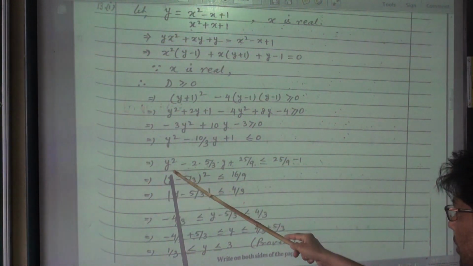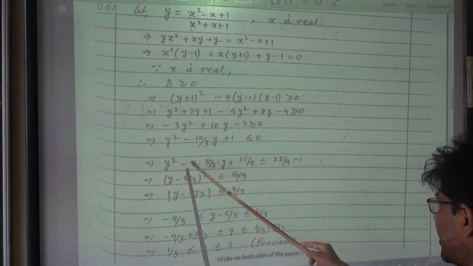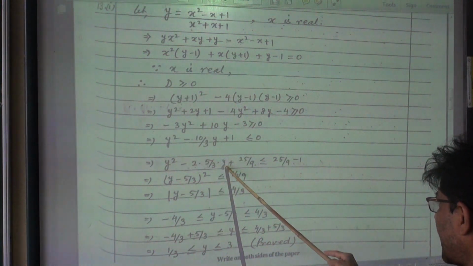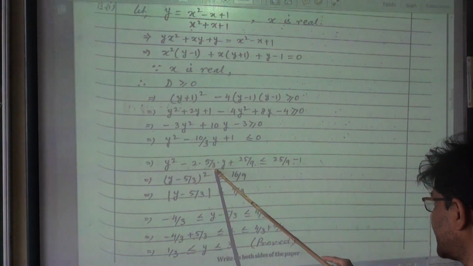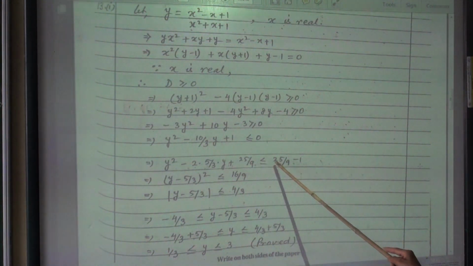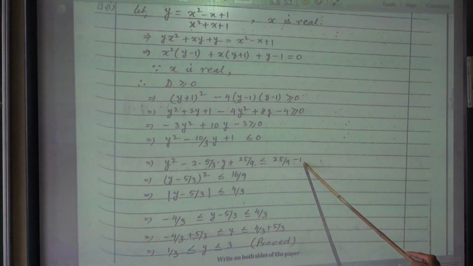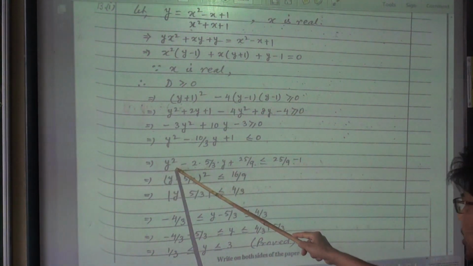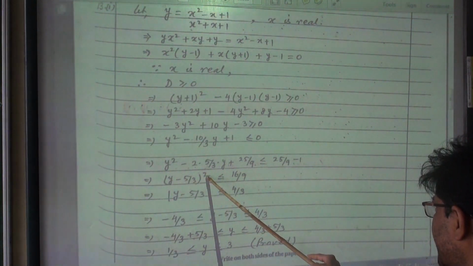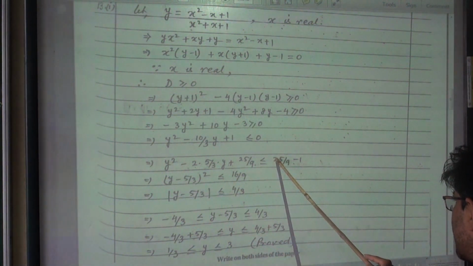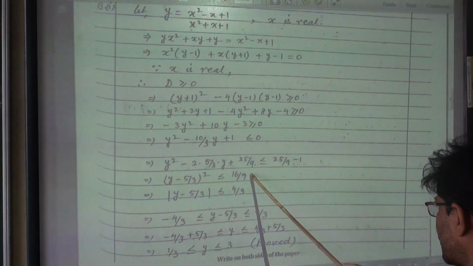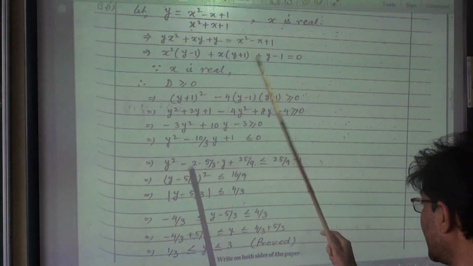Now previous method, y square minus 10 by 3 y, I am writing as 2 into 5 by 3 into y. Square of this, 25 by 9, adding on both sides to balance it. And this one is coming to the right side, minus 1. These three terms are becoming y minus 5 by 3 whole square. Take LCM here, 25 minus 9 is 16, 16 by 9. Take square root on both sides.